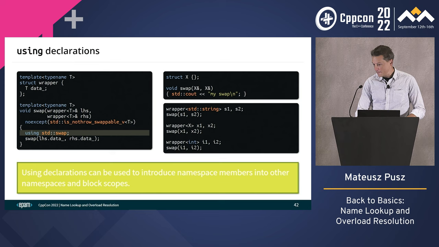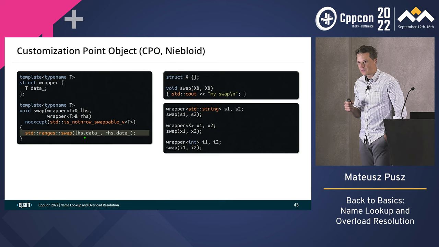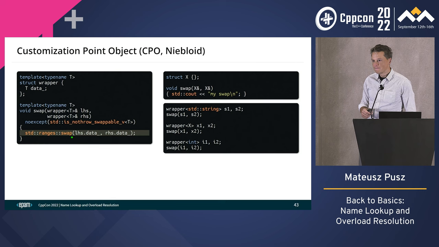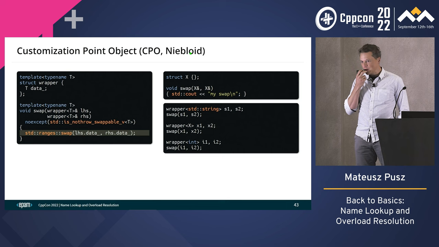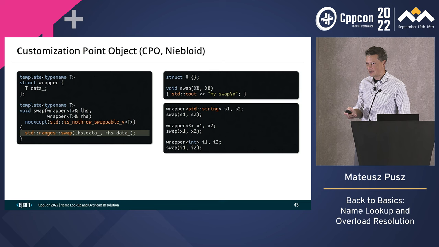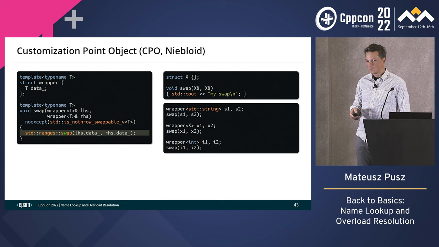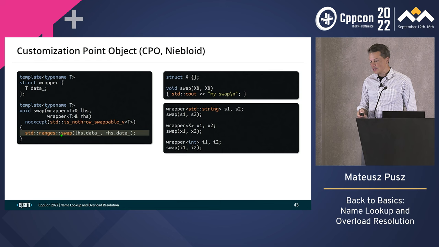So, customization point object, std::ranges::swap, always works. And actually, you may be surprised, but swap here is not a function. Swap is an object, like the name claims here. Also, we have the abbreviation CPO here, and some people refer to it as a niebloid because this is what Eric Niebler basically invented in the ranges library. So this is an object, a functor defined as a global constant or global variable in the std::ranges namespace.